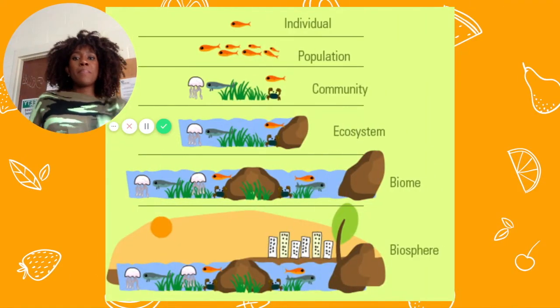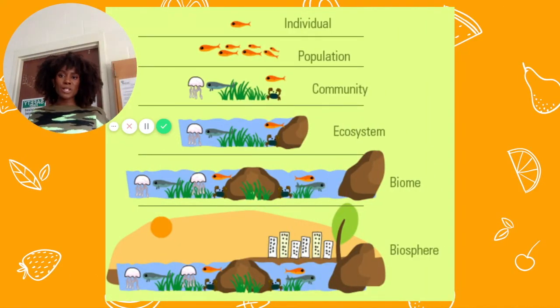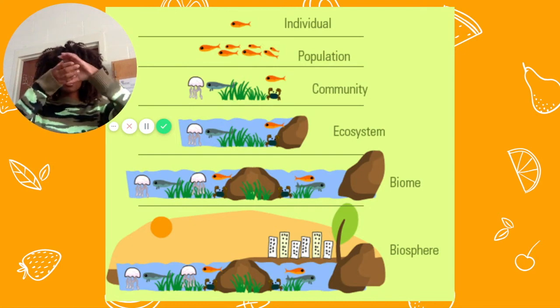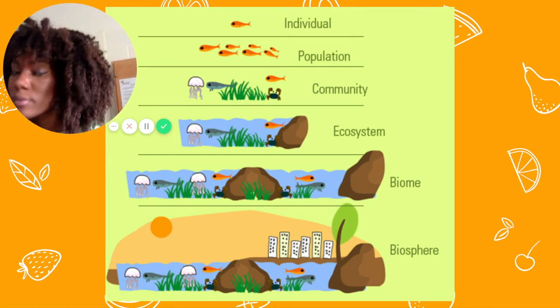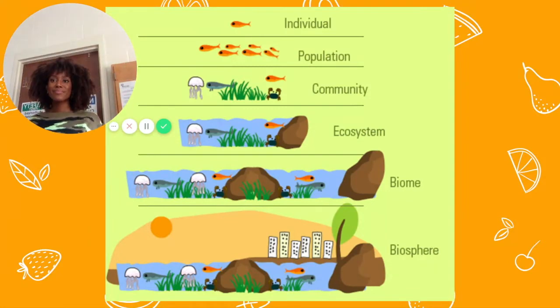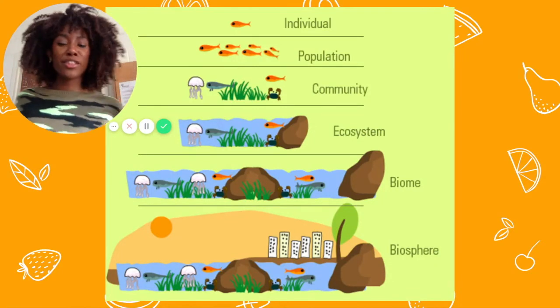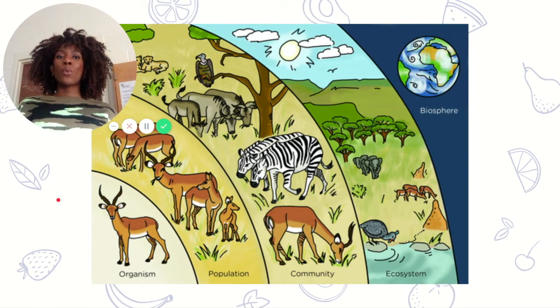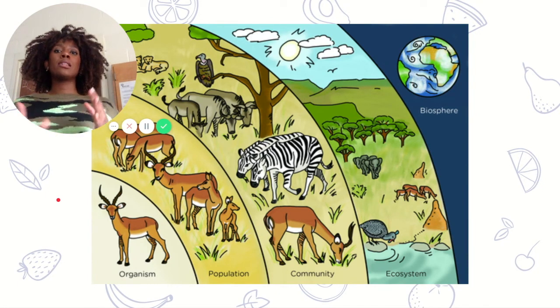And then we have what's called the biosphere. Biosphere, a living sphere. It's planet Earth. The biosphere is planet Earth. So let's have a final wrap up just to review our levels of organization one more time.